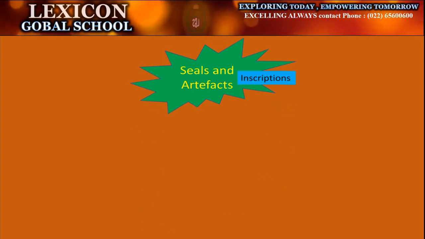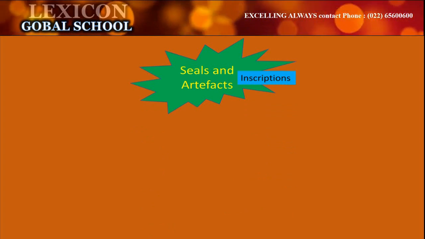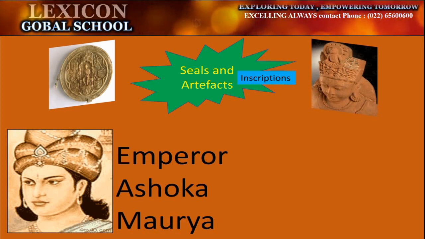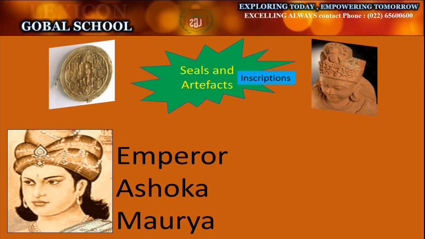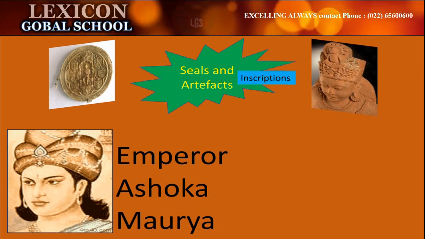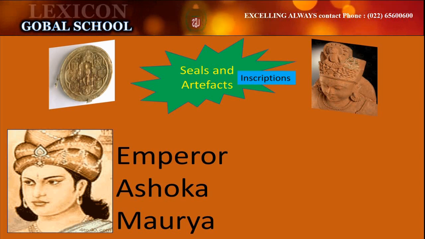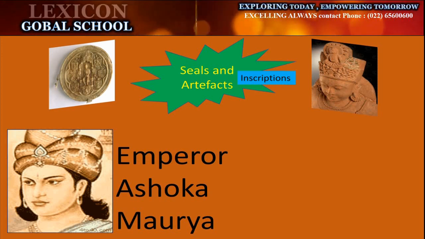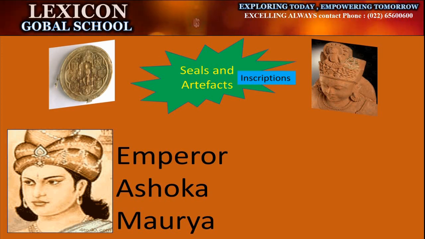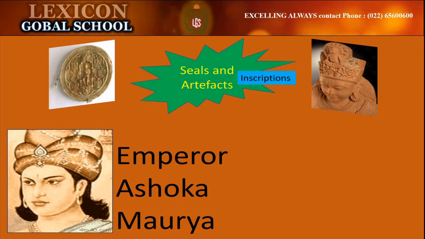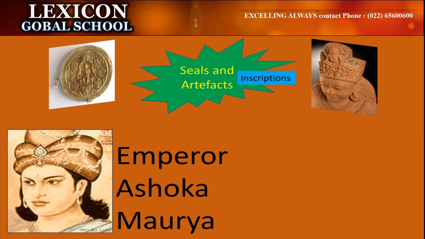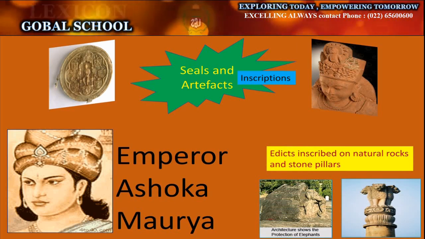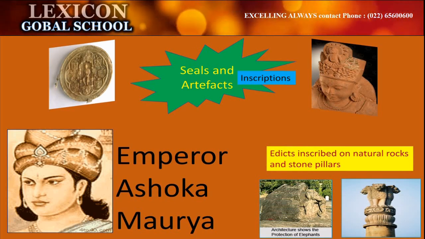Then, children, material sources were given importance: the seals and the artifacts. The inscription on the seals and the artifacts were given importance during the period of Emperor Ashoka Maurya. Children, you all remember Emperor Ashoka, when he wanted to pass on information, what did he do? He wrote something on some artifacts and seals, and they were placed on different parts of the village. And the people came there and read and came to know what the king wanted to tell. The edicts inscribed on natural rocks and stone pillars are also examples of the material sources.